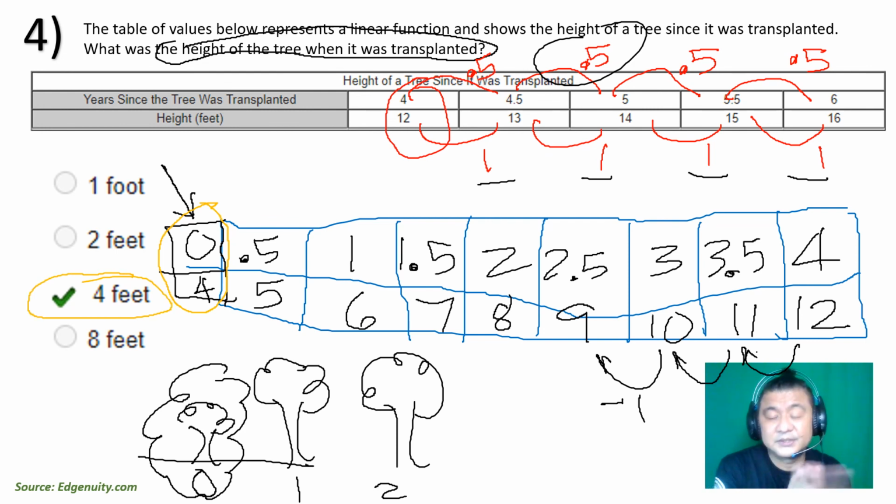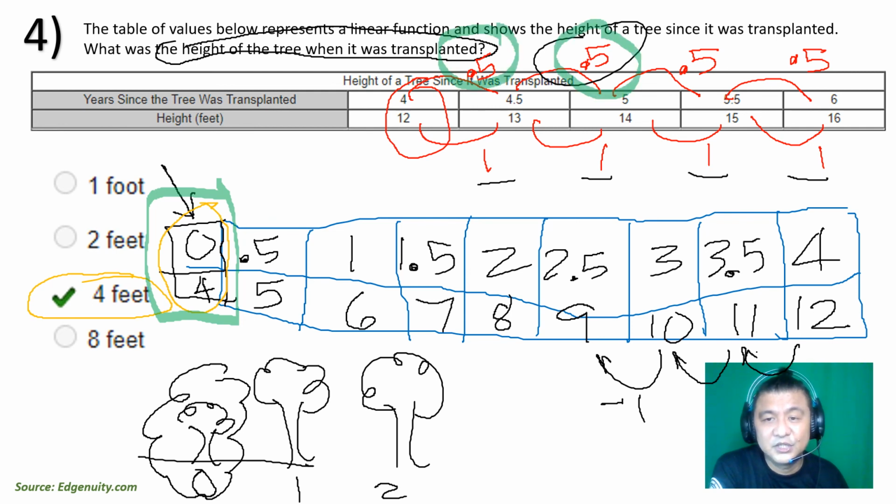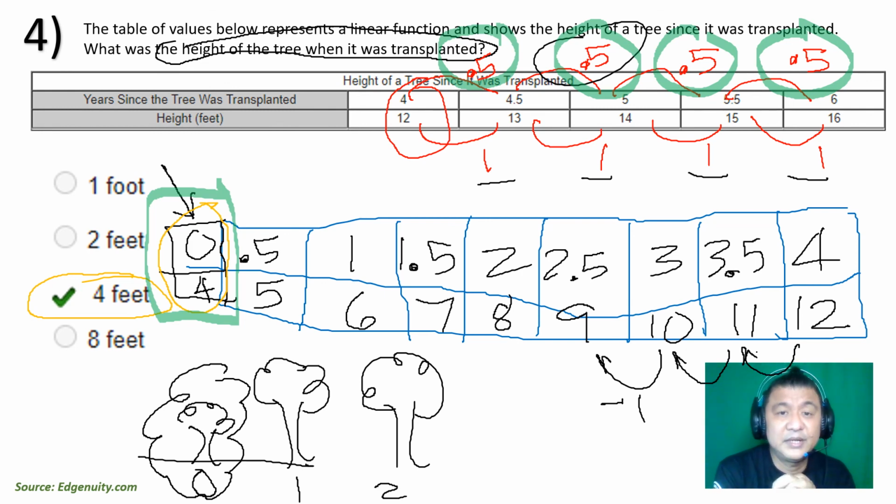So that's how it is, guys. Initial value and rate of change. Let's review. Initial value is the starting point. Rate of change is how much it changes for every unit. So remember that. Those are the two vocabulary words that you will continue to practice in your next classes. Good luck.